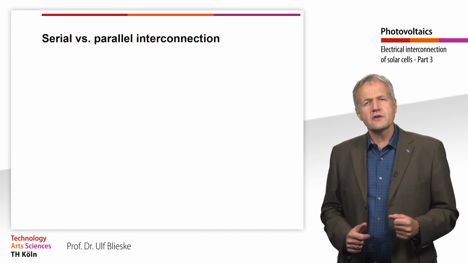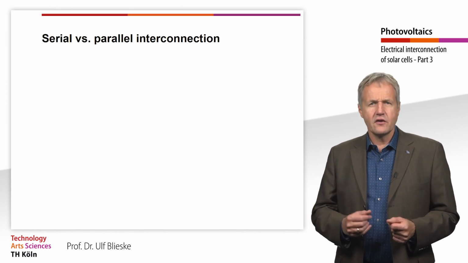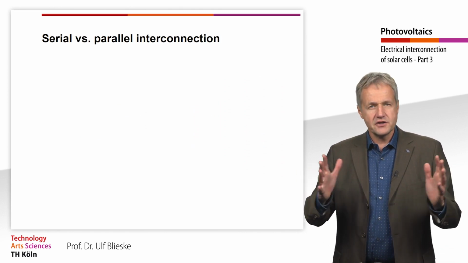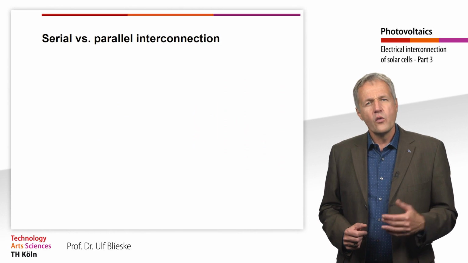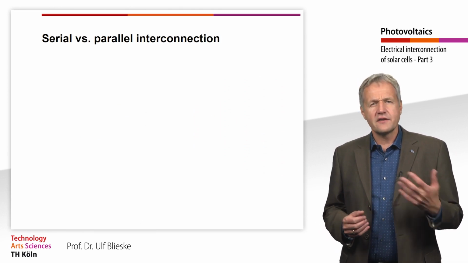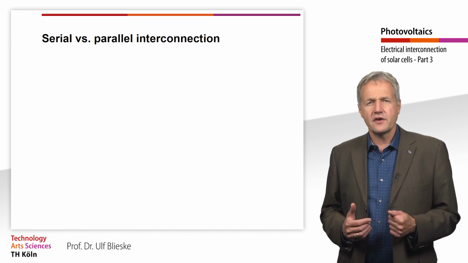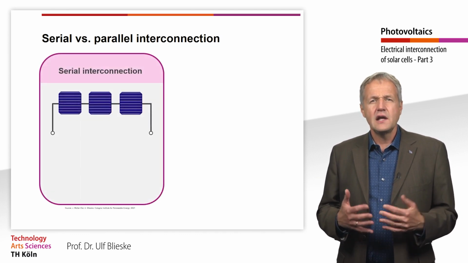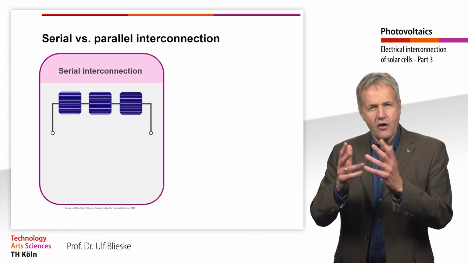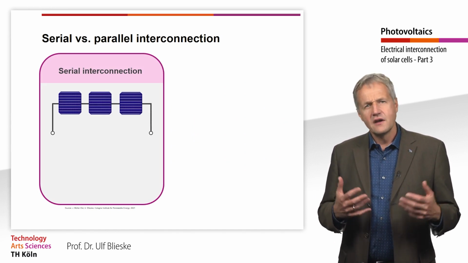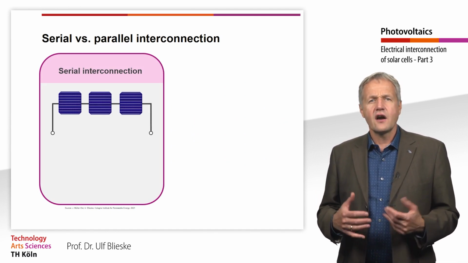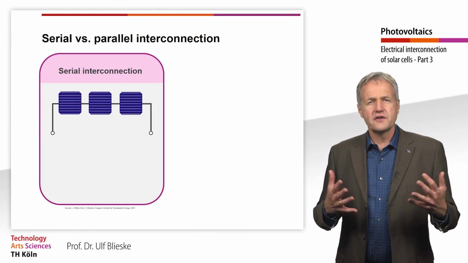A PV module consists of several solar cells that are connected together. We can connect solar cells together in different ways. One way is a series connection. Here you can see a series connection of 3 solar cells. The connected solar cells are also called a string.